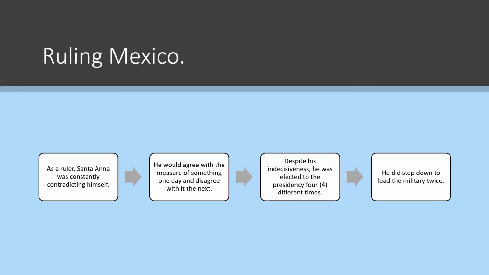That was a rule where Santa Anna was constantly contradicting himself, going against things that he promised people. He would agree to something one day, and the next day he would disagree with it and change his mind. Now, despite his indecisiveness, he was elected to the presidency 4 different times, but he did step down twice to lead the military.